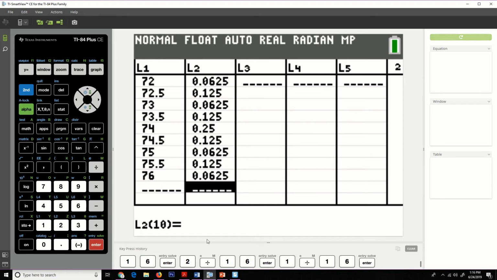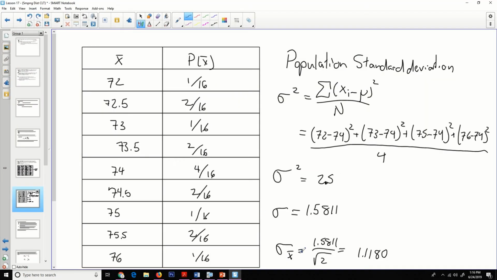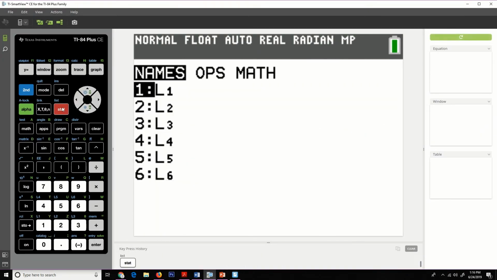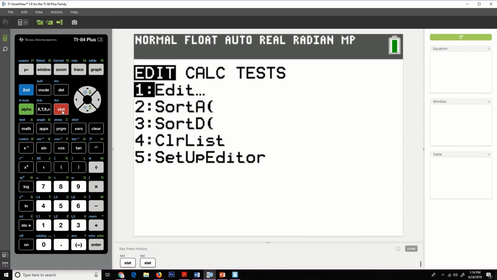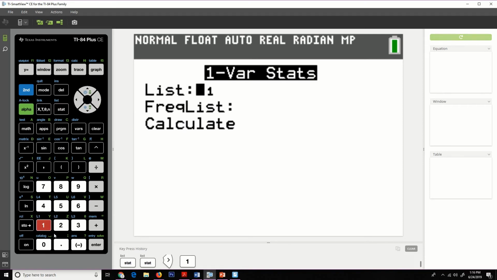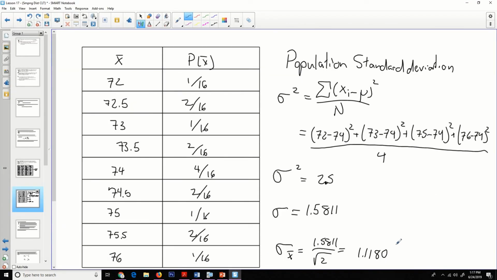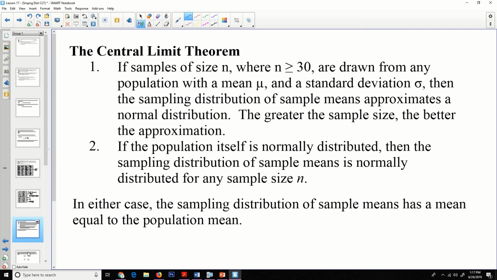And so again, what am I doing here? I'm verifying that this sampling distribution has this standard deviation. So I just hit stat, go over to calculate, go to 1-variable stats. You want L1, and then your frequency list needs to be L2. If you hit enter, you can see that the standard deviation of the sample means is 1.1180, which is what I got right here. All right, moving on.